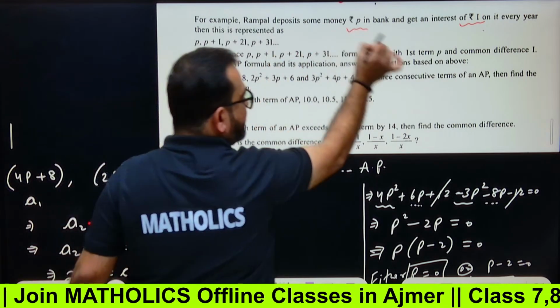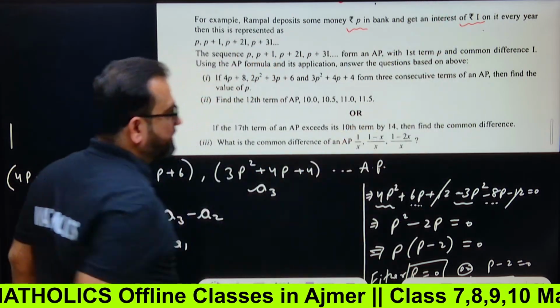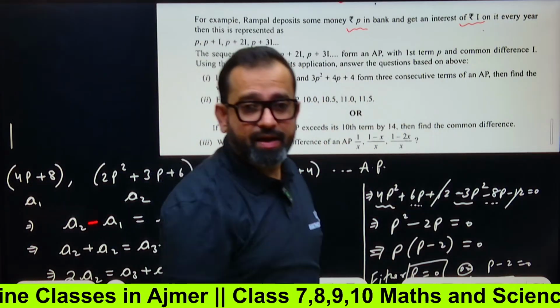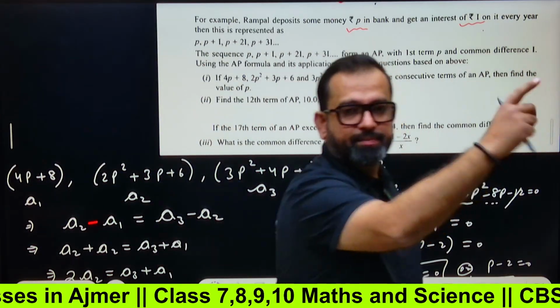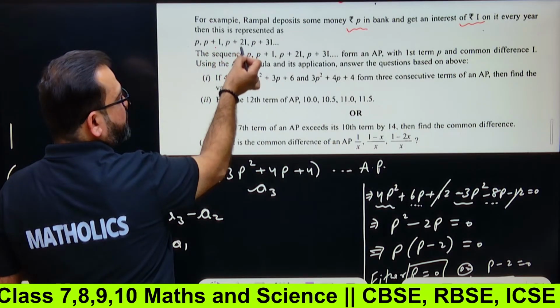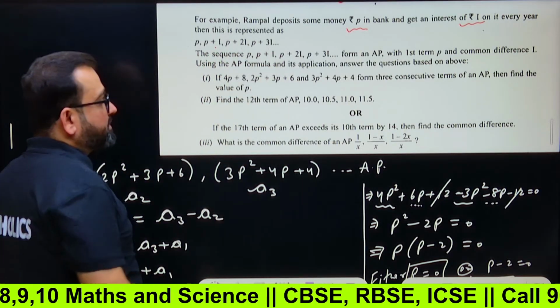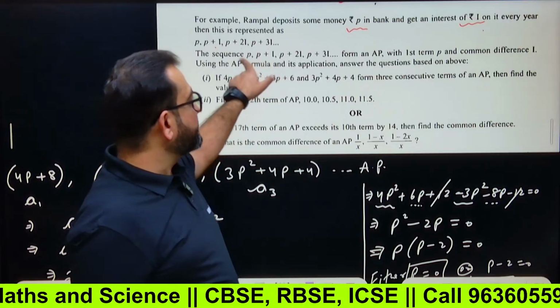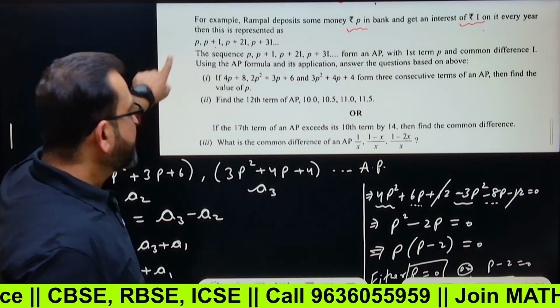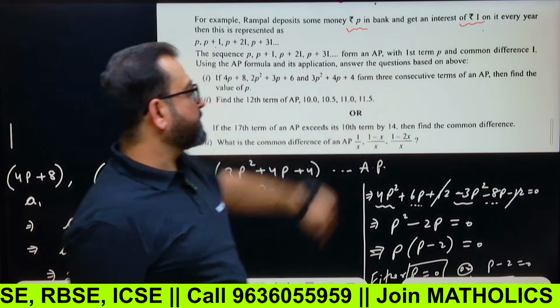Rampal deposits rupees P and gets an interest of rupees I on it every year. That means after 1 year, it will be P plus I. After 2 years, P plus 2I, P plus 3I, like that. So first year it is P. After 1 year, P plus I. After 2 years, 3 years, like that. The sequence P, P plus I, P plus 2I, P plus 3I forms an AP with first term P and common difference I. Using the AP formula and its application, answer the following questions.